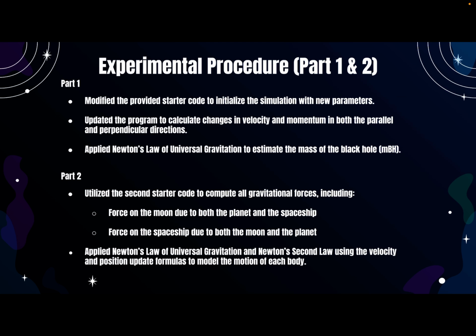For part 1, I modified the starter code to include my own email as a seed, which generated unique star position data. I calculated the velocity and the momentum changes in both the parallel and perpendicular directions and used the gravitational formula to estimate the black hole's mass. For part 2, I used the second starter code to calculate all the gravitational forces: the force on the moon due to both the planet and the spaceship, and the force on the spaceship due to both the moon and the planet. I then used the position and velocity update formulas from Newton's second law to make the simulation run.